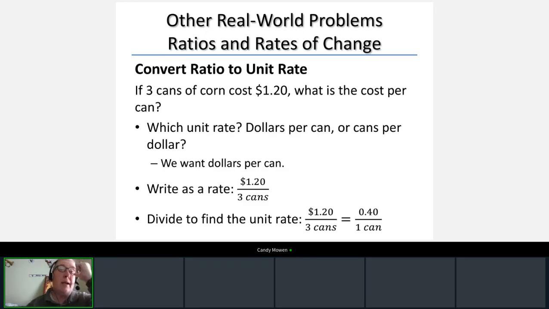If you're converting, say you have 3 cans of corn that cost $1.20, what is the cost per can? Okay, what unit rate? Dollars per can or cans per dollar? Well, we want to use dollars per can. So write it as $1.20 per 3 cans. Divide and find the unit rate. It's 40 cents per can.